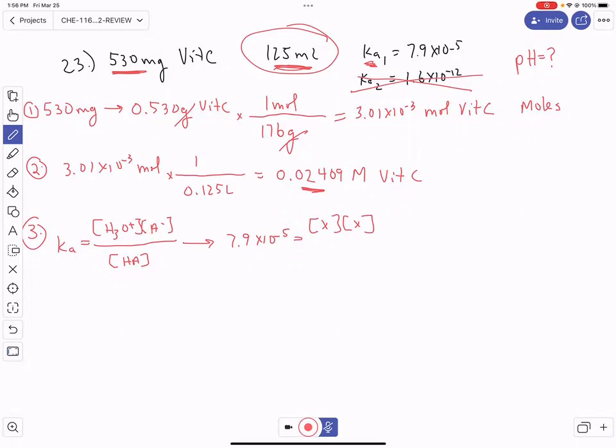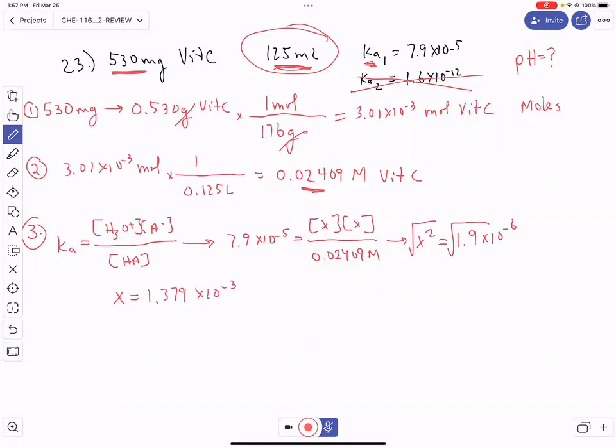They're formed in a 1-to-1 ratio. So I can say X, and then for my concentration of my acid, 0.02409 molar is my concentration. So I'm going to multiply that across. I get X squared equals 1.9 times 10 to the minus 6. Take the square root of both sides, and I get X equals 1.379 times 10 to the minus 3, right?